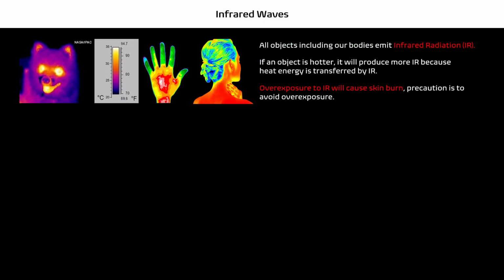Now infrared waves. All objects, including our bodies, emit heat. That's why you feel slightly warm all the time, and that is called infrared radiation. If an object is hotter, it will produce more infrared radiation because the heat energy is transferred by that infrared radiation.